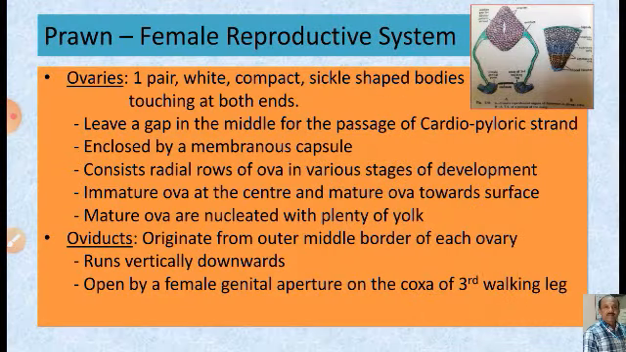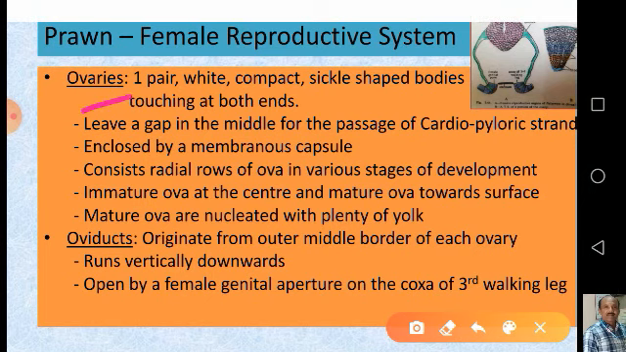Now coming to the female reproductive system, we have to glance over it. As I said earlier, the main organs are the ovaries. They are a pair of white compact sickle shaped bodies touching at both ends. They leave a gap in the middle for the passage of the pyloric strand. They are enclosed by a membranous capsule. And generally the ovaries consist of radial rows of ova in various stages of development.